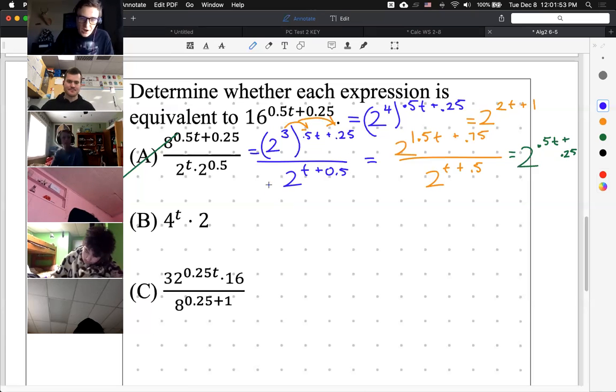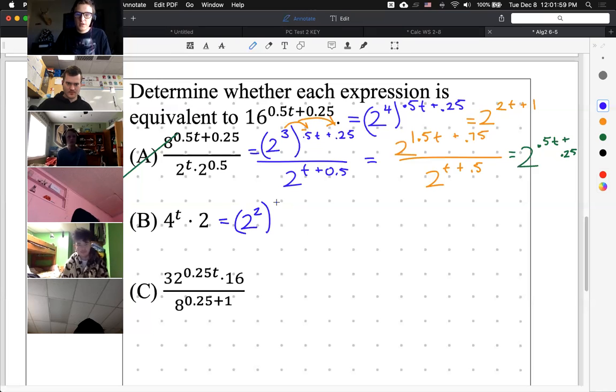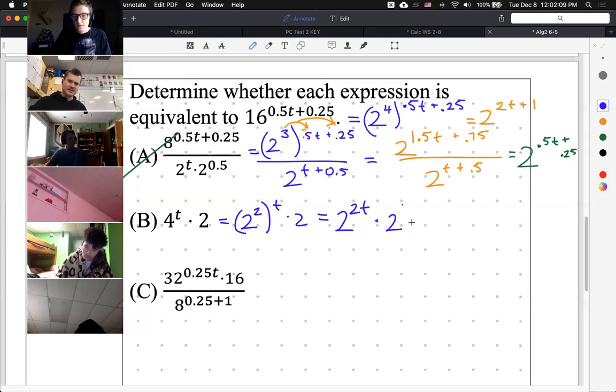So we're going to want to have a similar base of 2 for B. So you're going to want to turn that 4 into 2 to the power of 2 to the power of t, and then just times 2. Which is what? Just 2 to the power of 2t times 2 again. I'll say 2 to the power of 1. Is that okay? Yeah, that's okay.